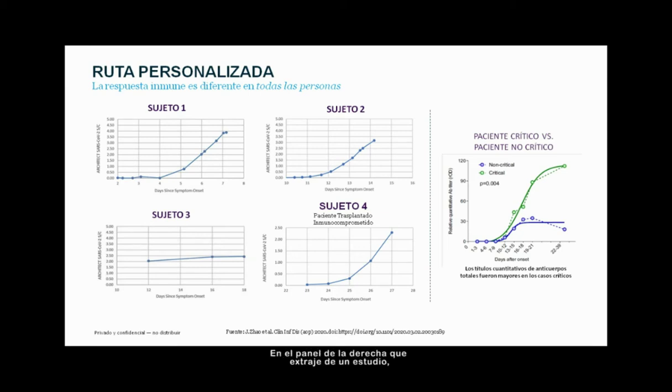The right-hand panel here was pulled from a paper, I think it was Tan et al. What they looked at was the different response in patients who were critically ill, defined as being on a respirator, or not critically ill, so not on a respirator, but varying from ambulatory on up. What it showed was that the IgG response was significantly stronger in those patients who were critically ill than in those who were not.